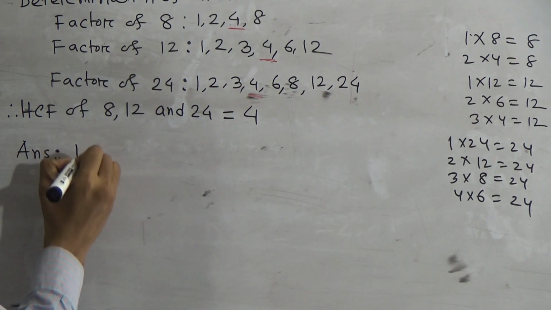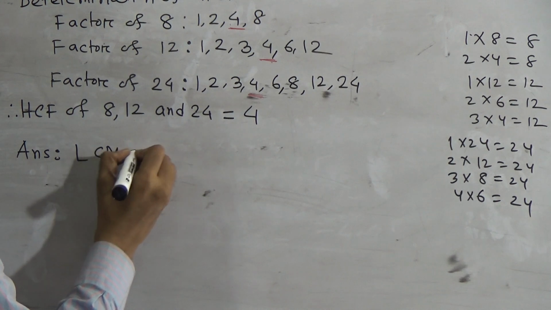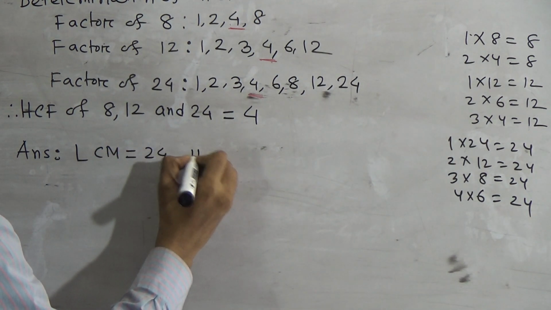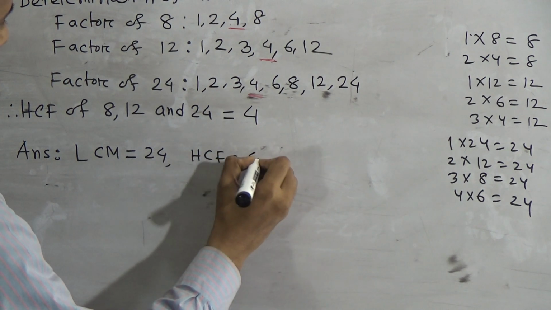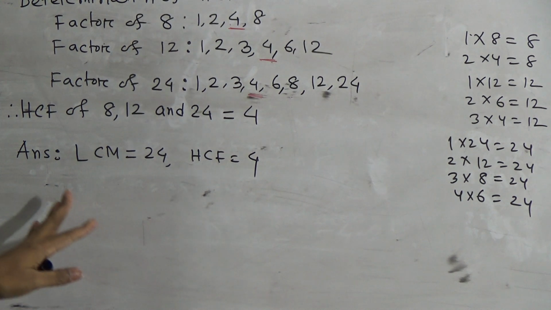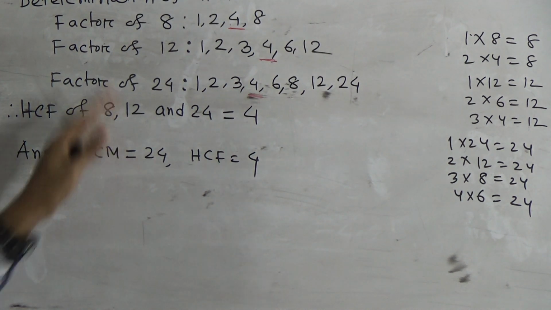Answer: LCM is 24, HCF equal to 4. Okay, student, I hope you understood today's topic.